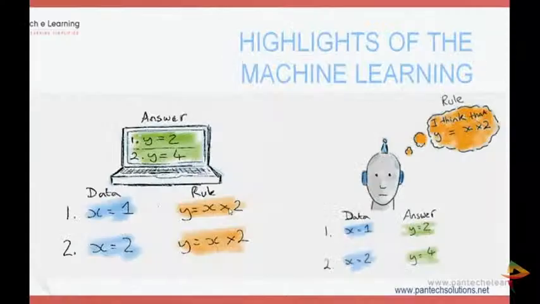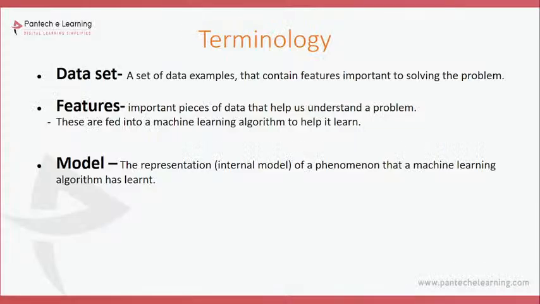So, terminology. A data set means a set of examples that contain features important to solve the problem. A data set is a collection of numbers and values related to a particular subject, particular information. Features are individual independent variables that act like input to your program or your system. Models represent an algorithm.